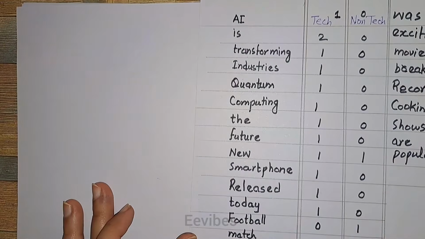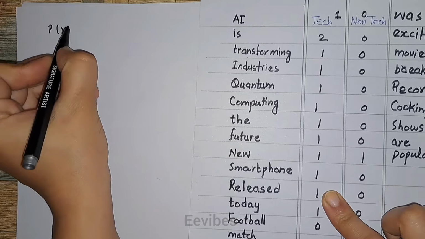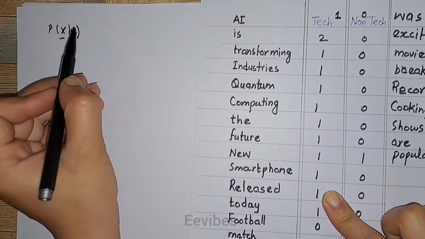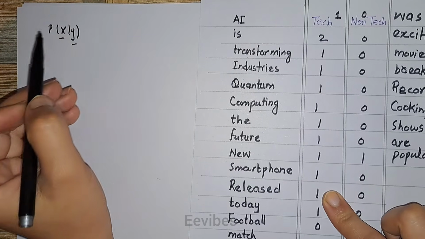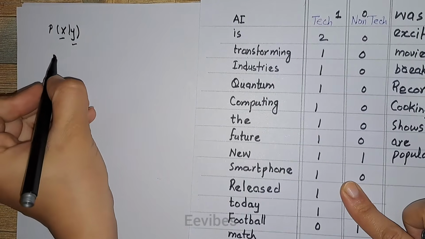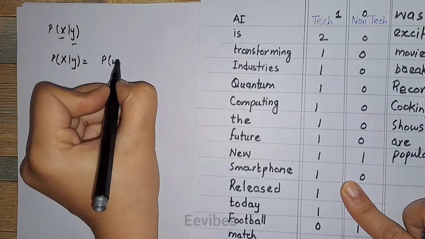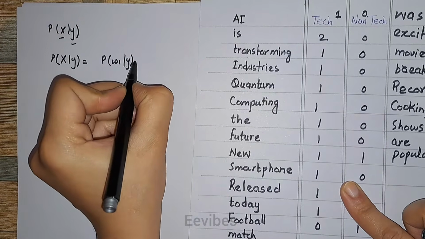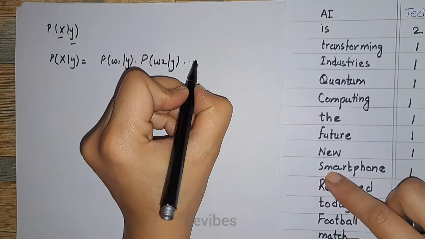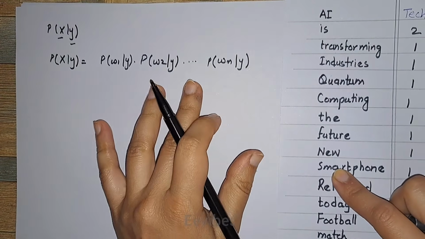So let's compute the likelihood probability of x given y, which is the probability of the words x given the class y. Using the naive assumption of independence, we can say that the probability of x given y is equal to the probability of the first word given the class y, times the probability of the second word given the class y, and so on, up to the probability of the nth word given the class y.